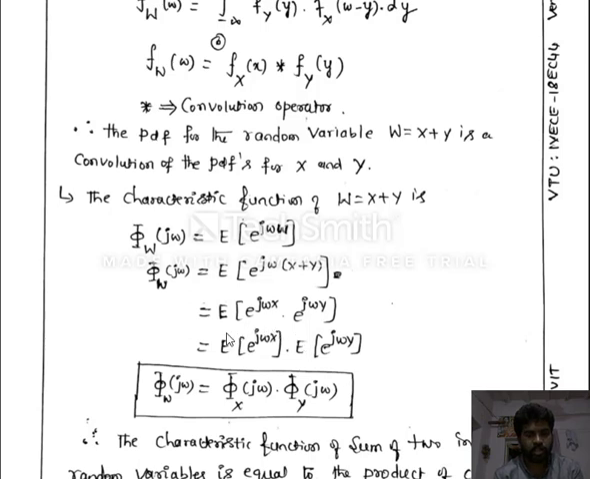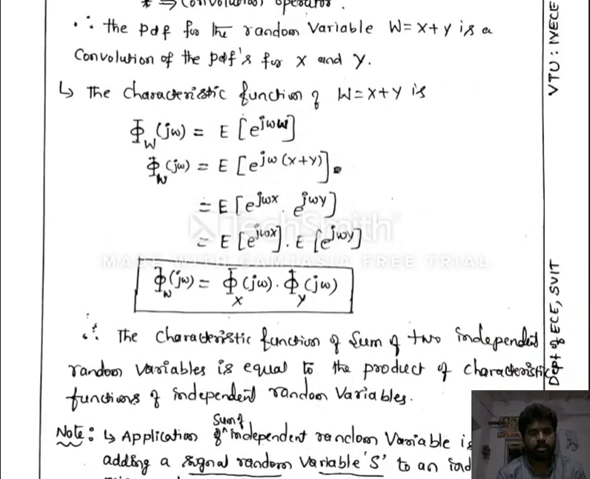By using the definition of phi x of j omega, the expectation operator on e power j omega x is nothing but the characteristic function of random variable x, and the expectation operator on e power j omega y is nothing but the characteristic function of random variable y. Therefore, the characteristic function for the sum of two independent random variables is a product of the characteristic functions of random variable x and random variable y.